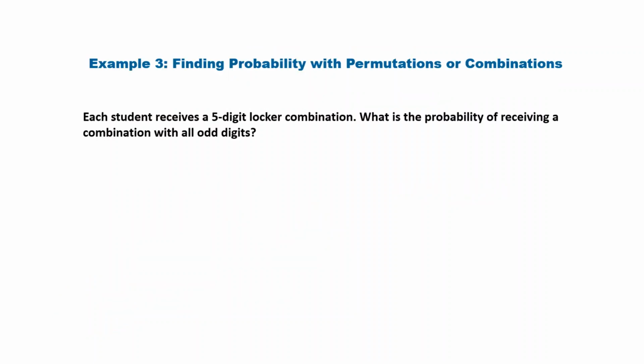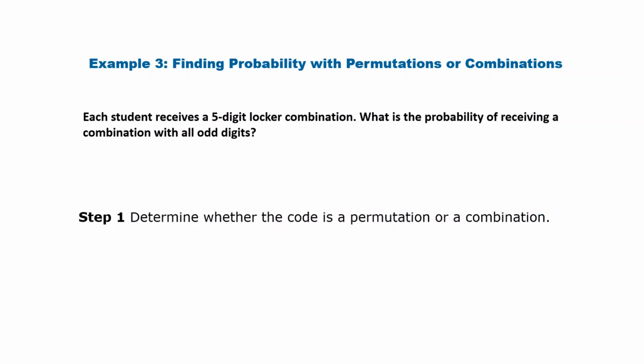Okay, so example 3 says each student receives a 5-digit locker combination. What is the probability of receiving a combination with all odd digits? All right, so first we have to determine whether the code is a permutation or a combination. So hopefully by now that's an easy answer because we talked about that in class, but we know that that is going to be permutation because a digital locker combination is a permutation. It's not a combination lock, it's a permutation. All right, so order is important, so we're going to use the permutation.